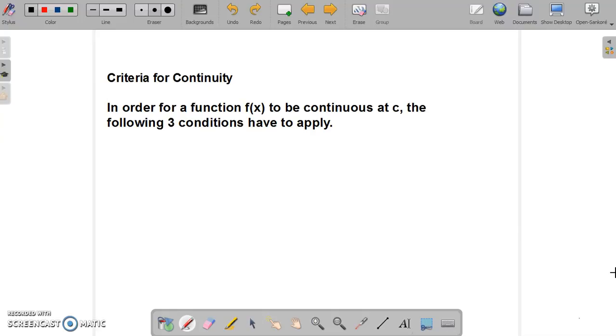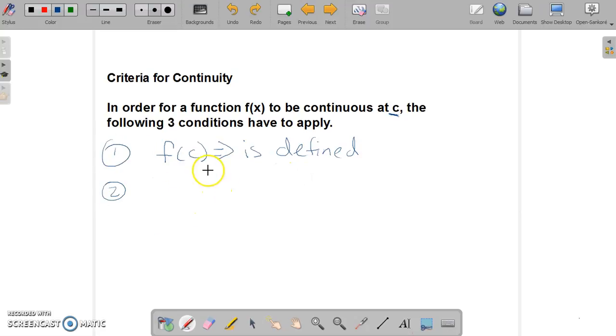And to start off, I want to show you here the criteria for continuity. So in order for something to be continuous over some interval at c, at a particular c value, the following three conditions have to be true. You have to actually have a value for f of c. So f of c has to be defined. f of c has to exist. It cannot be undefined. That's the first thing that has to be true.